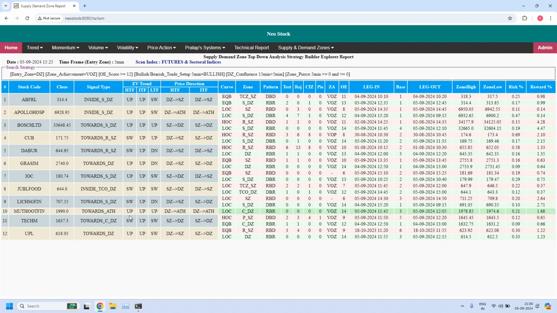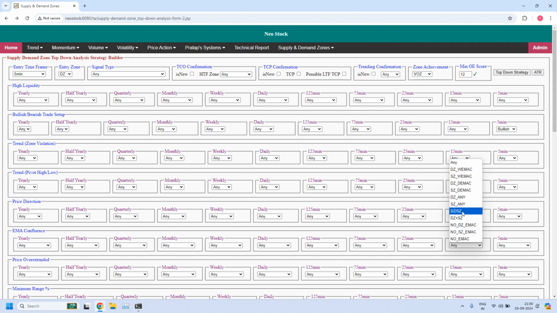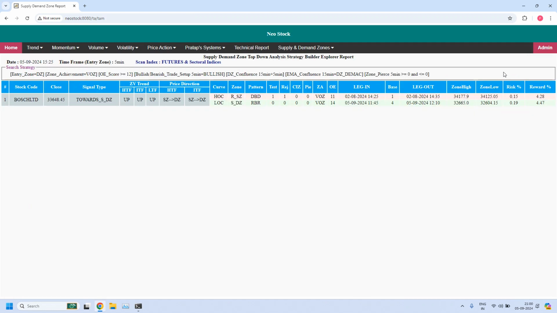And the 15 minute demand zone is uptrend, and if any of these zones are having EMA confluence, daily EMA confluence, probably they are high probability trade setups. So in the EMA confluence filter I am adding the 15 minute time frame, that is the entry time frame. Let's verify 15 minute demand zone with daily EMA confluence. Only one stock is having it. Probably it could be a high probability trade setup, and also it is a high liquidity zone. The 5 minute zone RR is also excellent.